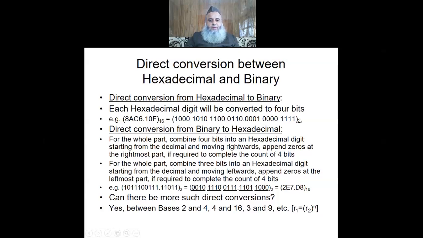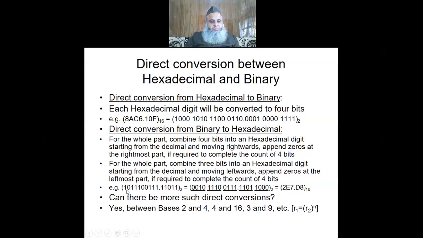Direct conversion from binary to hexadecimal. Again, those changes have to be done in the written part. But let me come to the example. When I share the slide later, I'll make those changes and then share the slides with you.